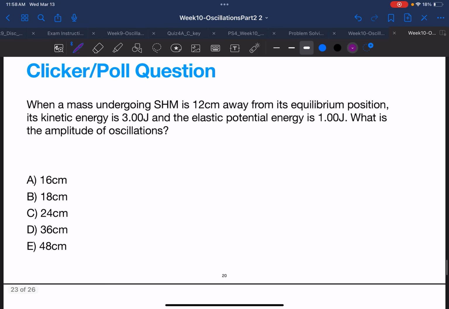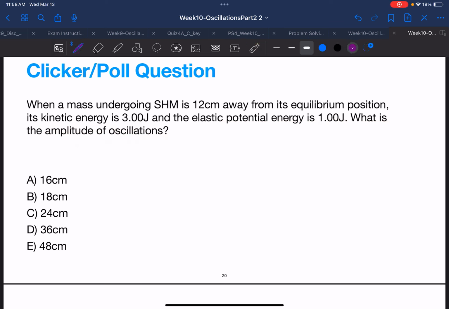Okay, now here's the very last example for this lecture. A mass undergoing simple harmonic motion is 12 centimeters away from the equilibrium position. Its kinetic energy is 3 joules, and its elastic potential energy is 1 joule. What is the amplitude of oscillations?